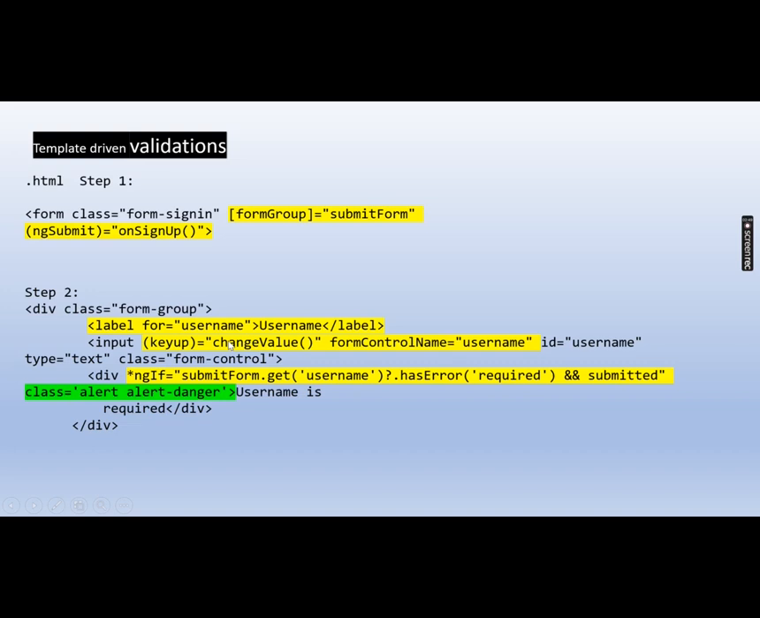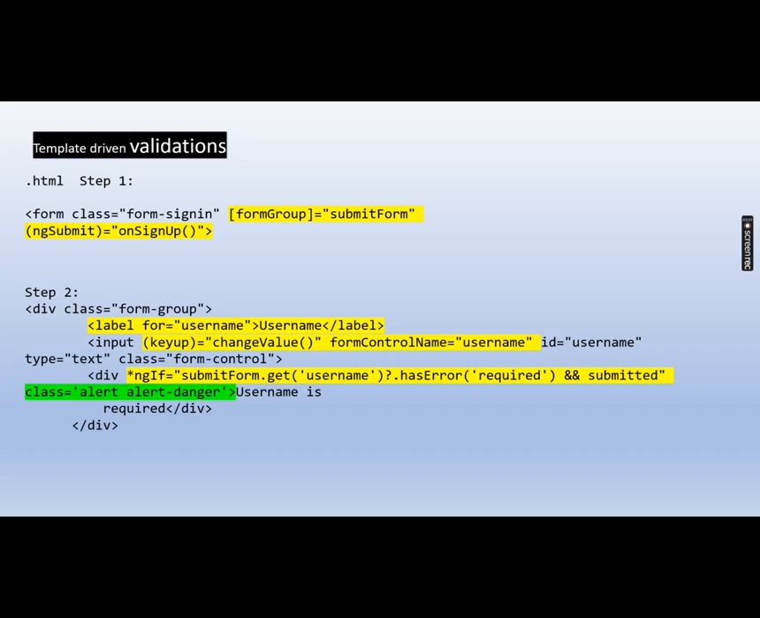Here what we are newly introducing for validations is keyup equal to changeValue. This is one method. And formControlName equal to username. This is the control name, because the id name is username, and formControlName is also username. The new thing is changeValue. That means the user is just pressing the key, but he is not changing any value. In that case, the value should be false only.